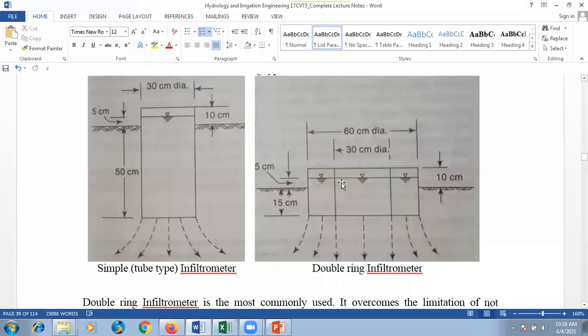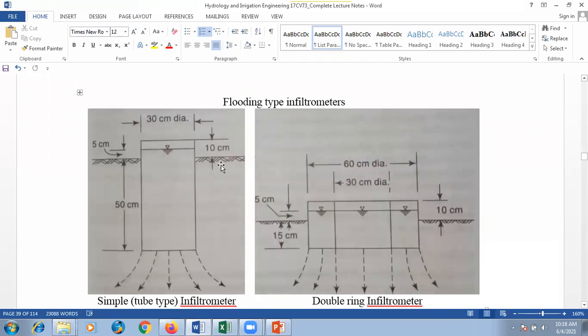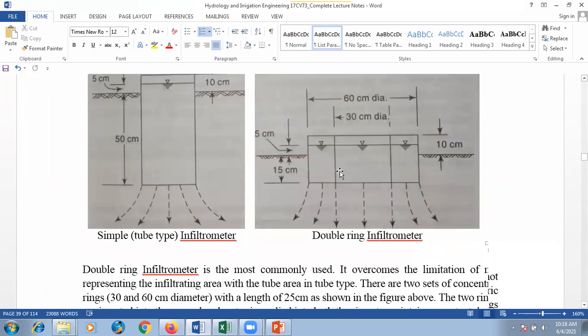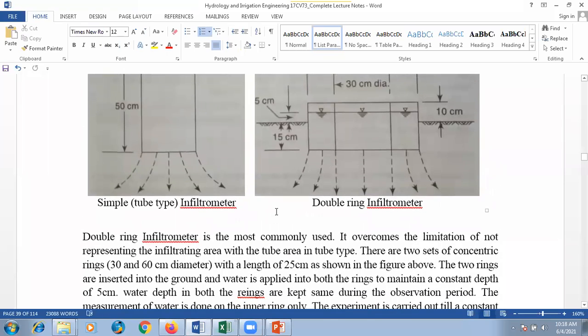The water which is added to the infiltrometer is sent downward, shown by these dotted lines. As in this simple tube, this is also buried in soil. See, major part of this is also buried in soil, right? The top is only 30 centimeter diameter. It is only one tube, whereas here we have two rings present. So this is the kind of arrangement we have in the simple tube type infiltrometer and the double ring infiltrometer. For a better estimate of infiltration, the double ring infiltrometer is ideal.